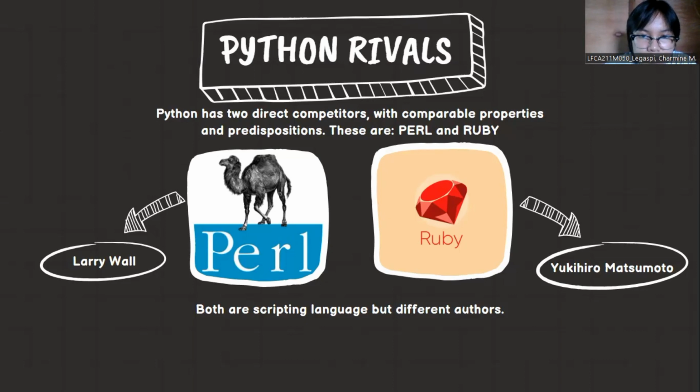Python rivals. Python has two direct competitors with comparable properties and predispositions, and these are Perl and Ruby. Both are scripting languages, but with different authors. Perl was originally authored by Larry Wall, and Ruby was originally authored by Yukihiro Matsumoto. While these languages are considered competitors, they each have their unique features, strengths, and communities of developers. So the choice between Python, Perl, and Ruby often depends on the specific project's requirements.